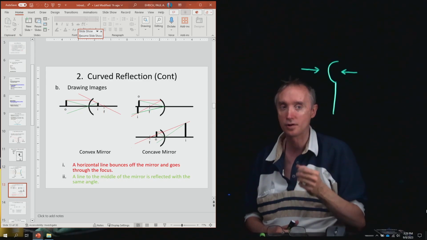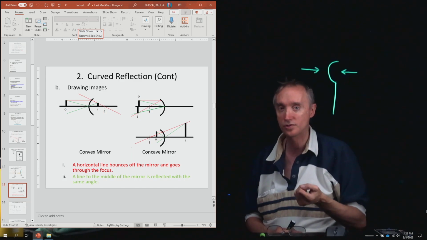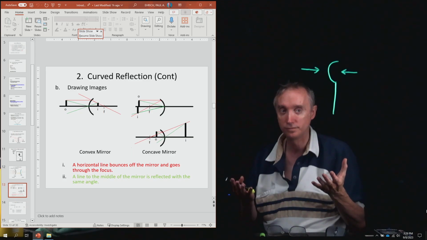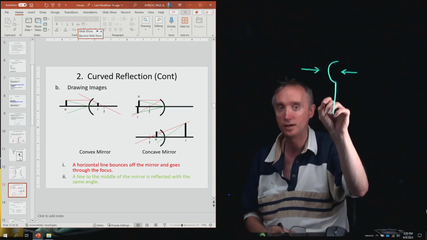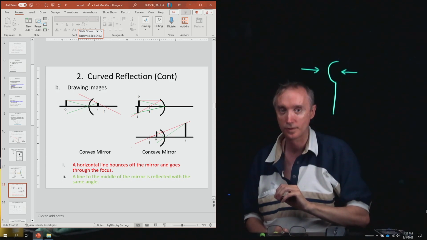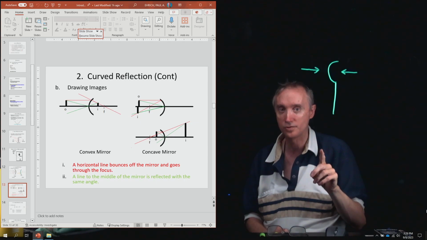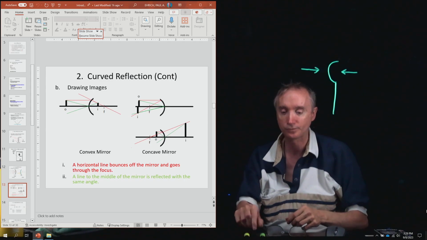up. It's also going to give you an image that is always going to be smaller than your head. So your head is a certain size. When you look into the convex mirror, it's always going to look a little bit smaller. And both of these features are illustrated by making a picture.